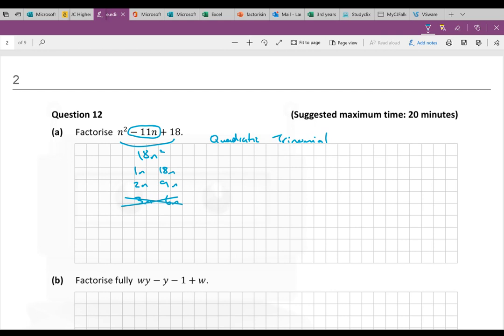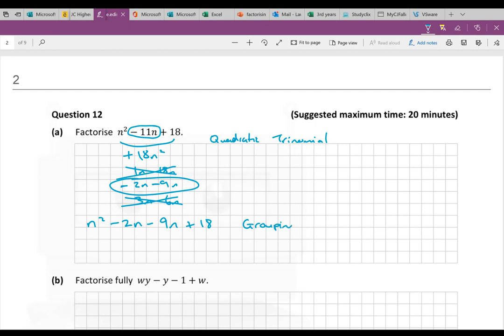3 and 6 won't make 11. 1 and 18 won't make 11, which leaves me with 2 and 9. It has to be minus 11, so minus by a minus. And remember, this had to be plus 18, so minus 2n times minus 9 would have got us plus 18. And then I rewrite. So n squared, and instead of minus 11n, I'm now writing minus 2n minus 9n plus 18. Now there's no equal 0, and now I'm gone back to grouping.